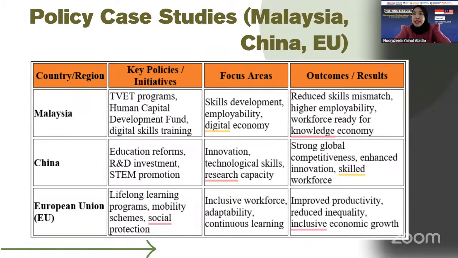Now we move to the policy case study between Malaysia, China, and Europe. The key policy for Malaysia focuses on TVET and digital skills, aiming to align workforce skills with labor market needs. China invests heavily, as seen in education reform, R&D investment, and STEM, to build a highly skilled, innovative workforce. For Europe, they promote lifelong learning programs, mobility, and social protection to ensure adaptability, inclusive, and continuous skill development.